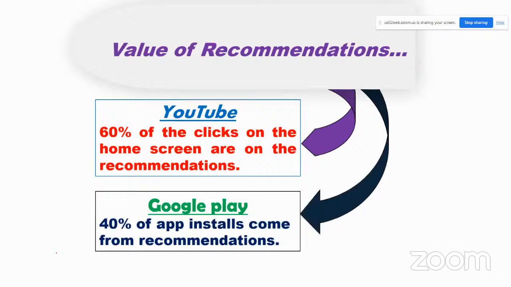And Google Play also: 40% of app installs come from recommendation. Suppose you have installed an app, related apps will also get recommended, and 40% of the apps are installed based on the recommendation. Obviously, they also get money and we are also happy without searching. Sometimes even if you don't know an app, because of recommendation we can find it, and after that we can install it for our requirement or application purpose.